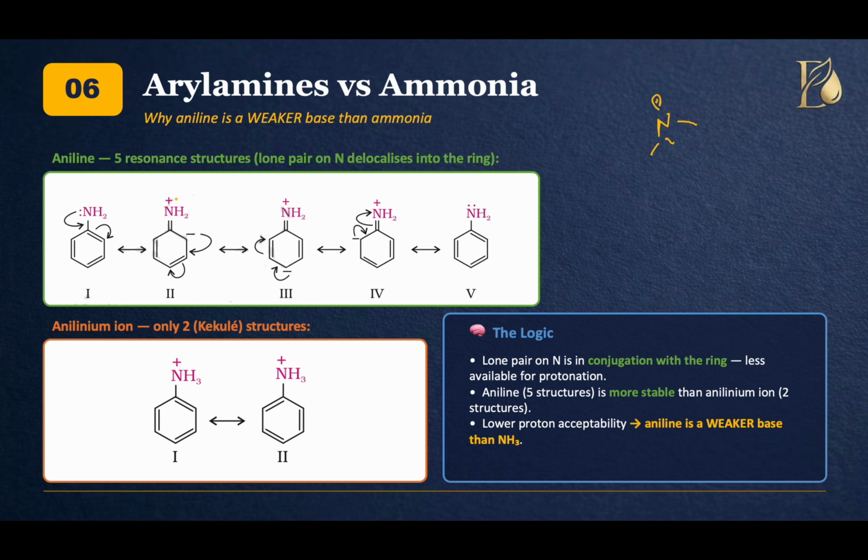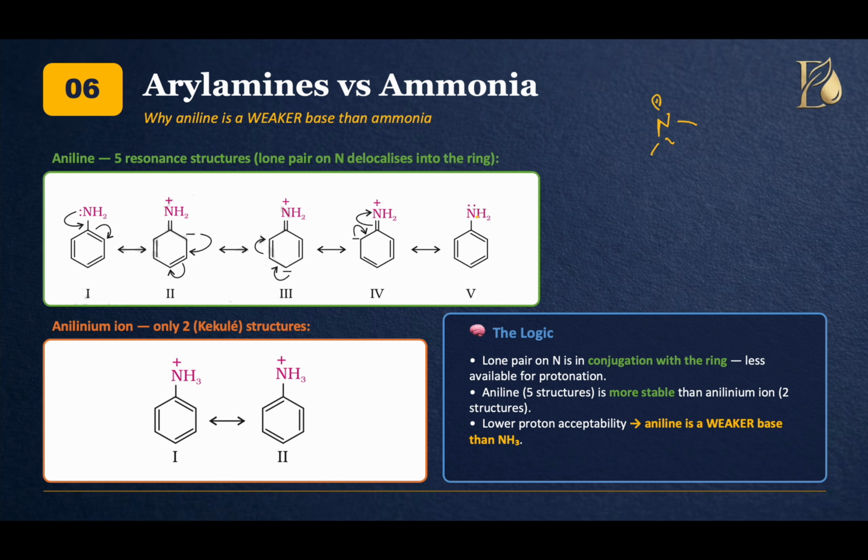Now the electrons continue to move within the ring, shifting the negative charge to the para position, then again to the ortho position, and it will go back to the nitrogen atom. So the first structure is the simple aniline. Next, the nitrogen donates electrons to the benzene ring. So we get the second structure, and the negative charge is at the ortho position. Then again the negative charge shifts. Then it is at the para position. Then again it will shift and it is present at the other ortho position. It will go back to the nitrogen and we will get the resonance structure. So there are totally 5 resonance structures.